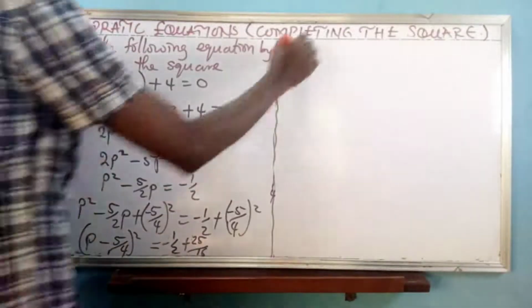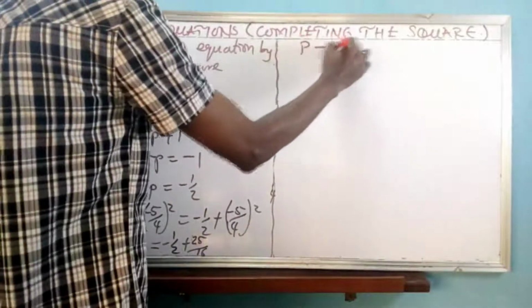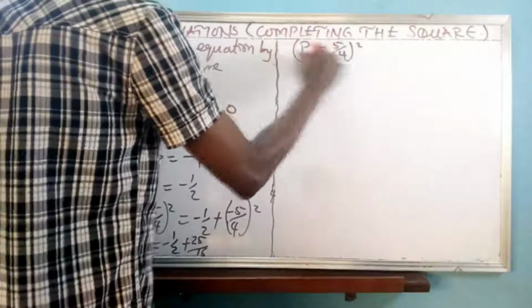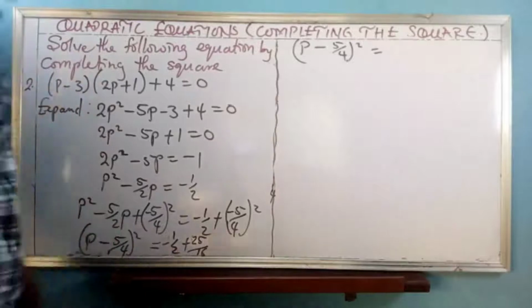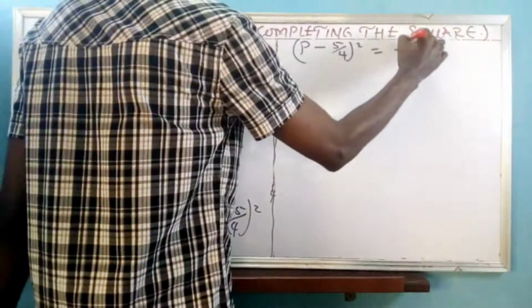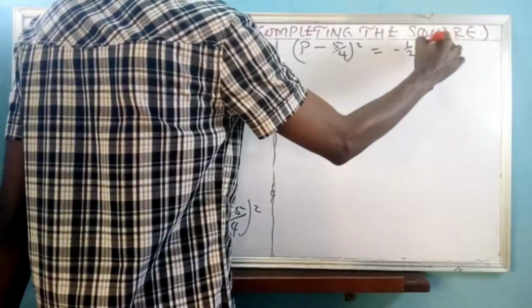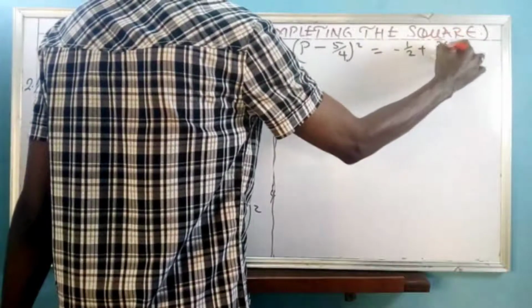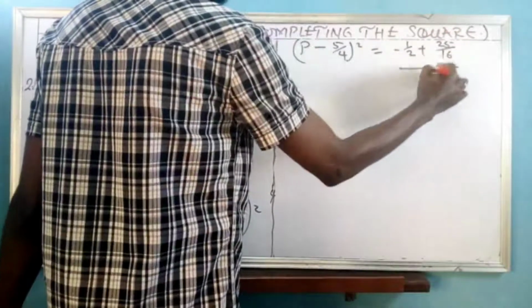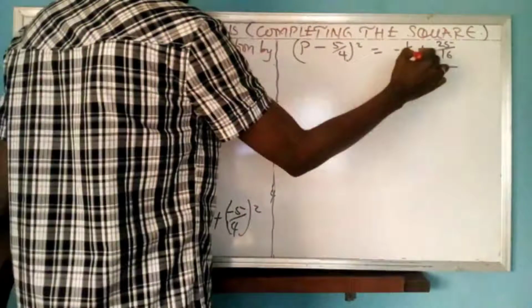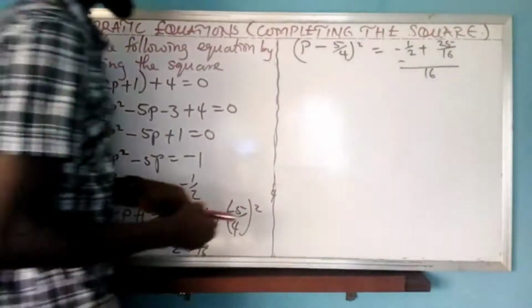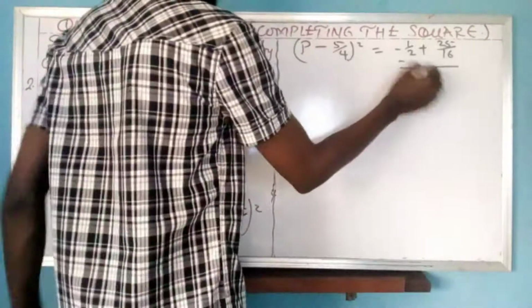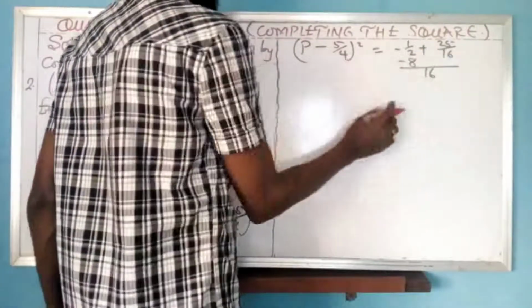Put this one back the way you have it. P minus 5 over 4 all in square is equals to the other side. To the other side, let's go and simplify it one at a time. So some will not tell me we've done magic. There's no magic here. Plus 25 over 16. LCM 16. 2 in 16, what do we have? That's minus 8. That's 8. But it's carrying minus.